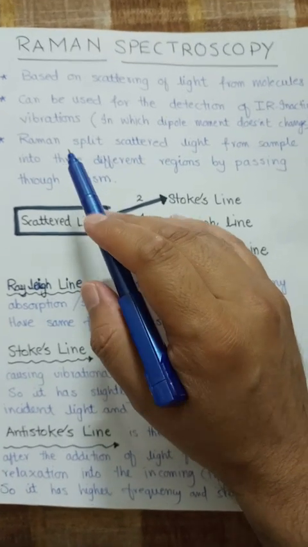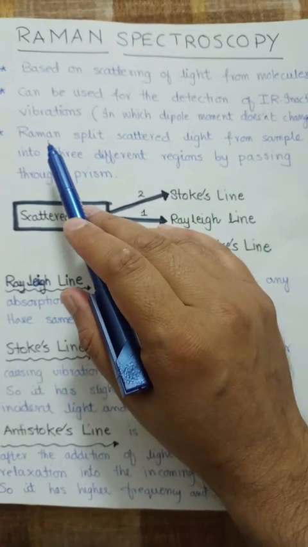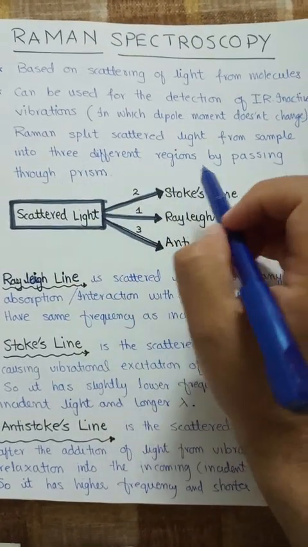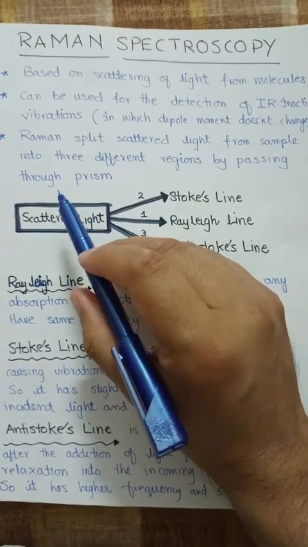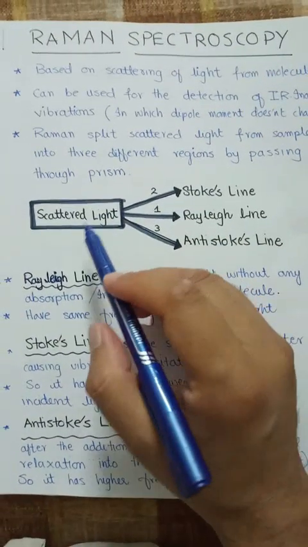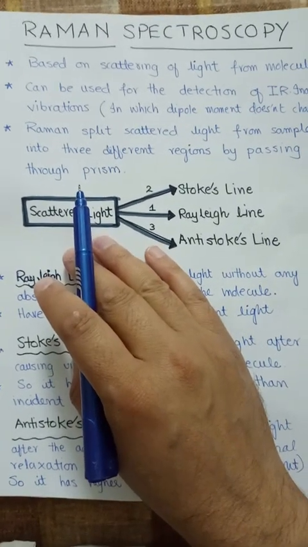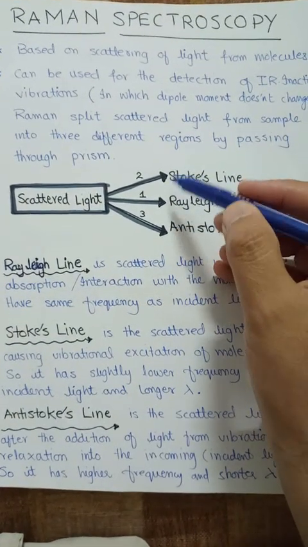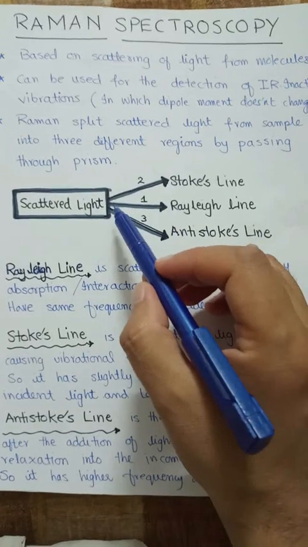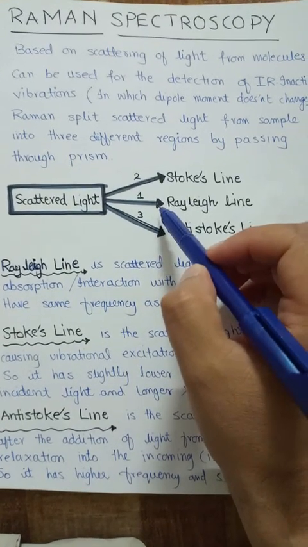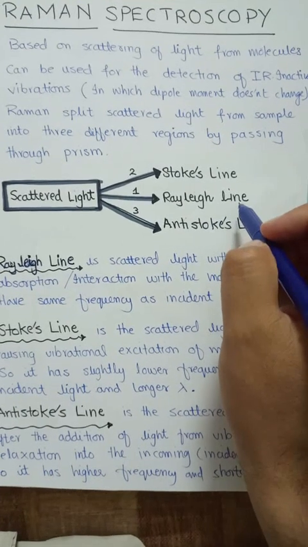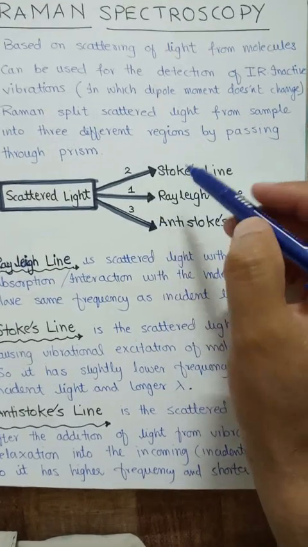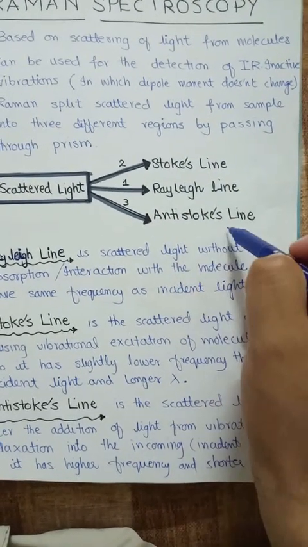The Indian scientist Raman split the scattered light from a sample into three different regions by passing this scattered light through a prism. He observed that the light is resolved into three different regions. The major region is the Rayleigh line, and he also observed two other regions which he called the Stokes line and anti-Stokes line.